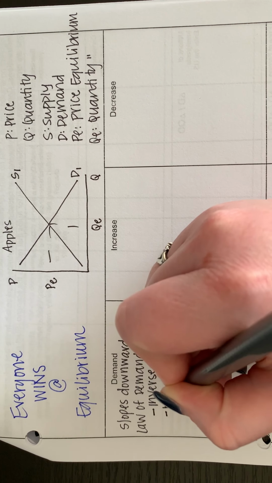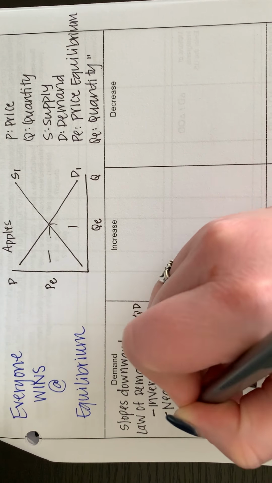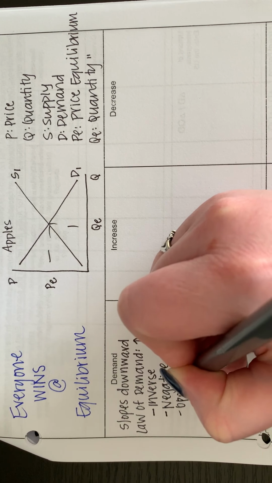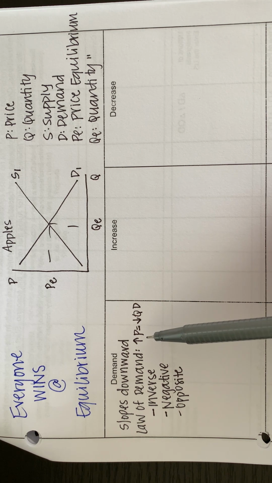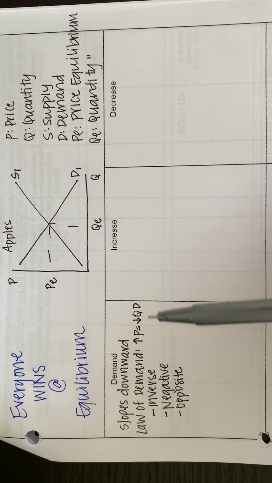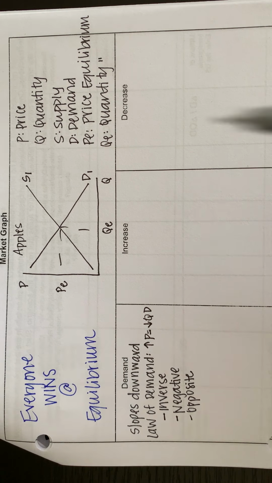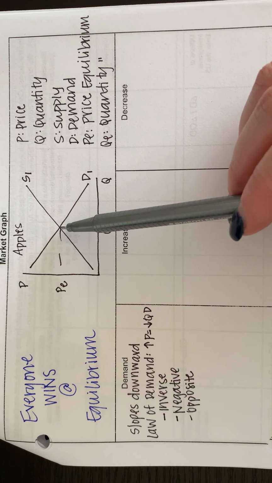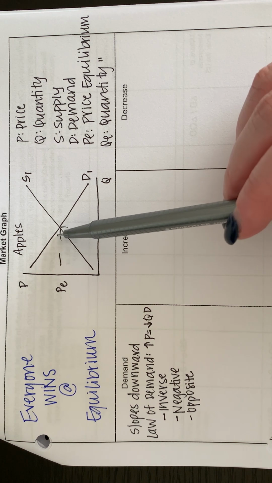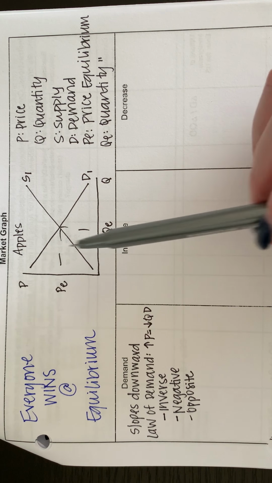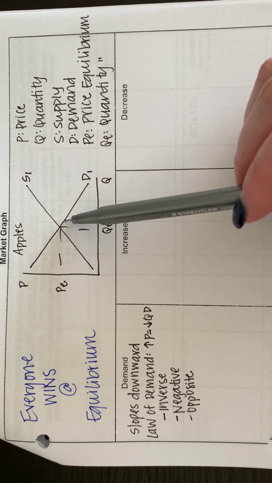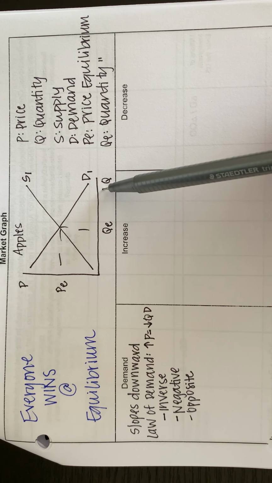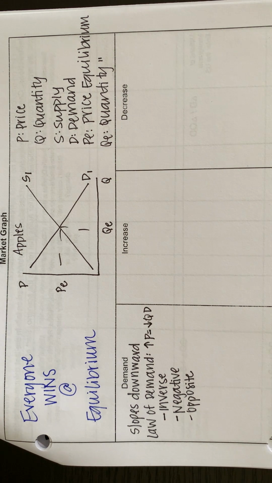So it's a negative relationship, it's an opposite relationship. So if price is going up, quantity has to go down. If price is going down, quantity has to go up. And we can see that on our market graph. If we just start at equilibrium here and price goes up, well, our quantity went down. And if we come back to equilibrium, our price goes down, well, our quantity increased. So we can see that that is a true statement there.